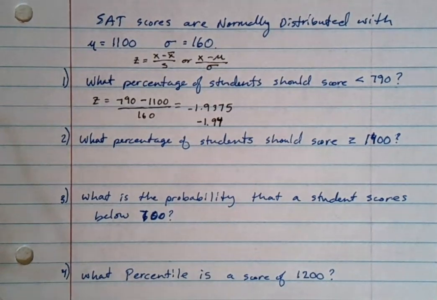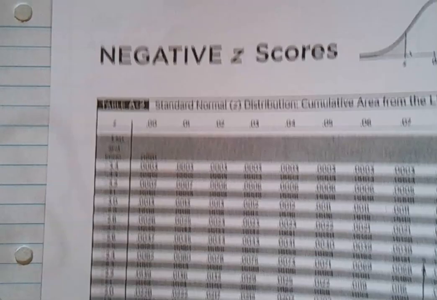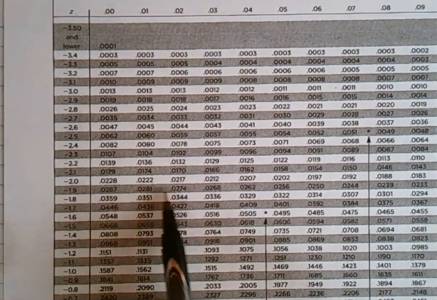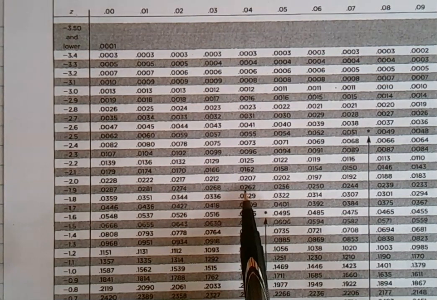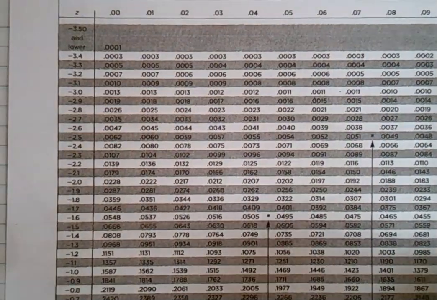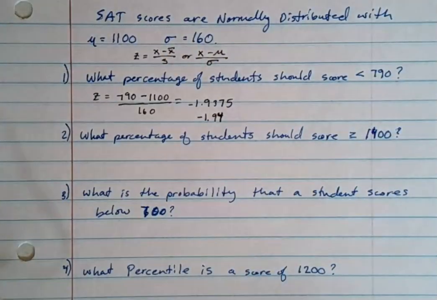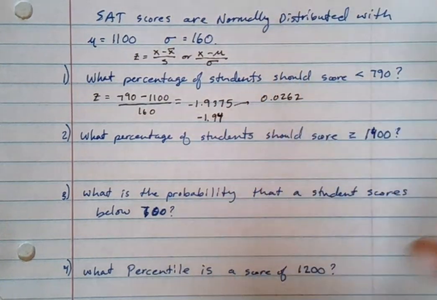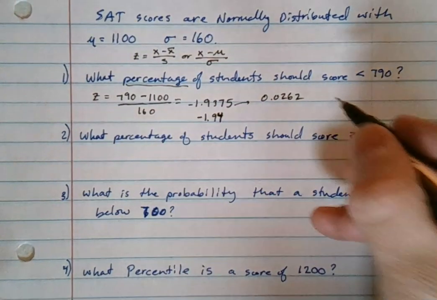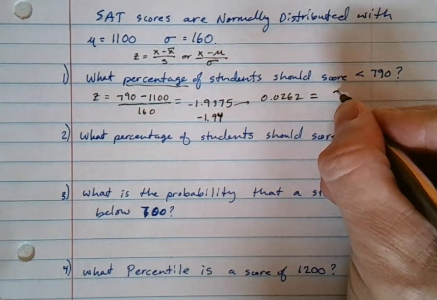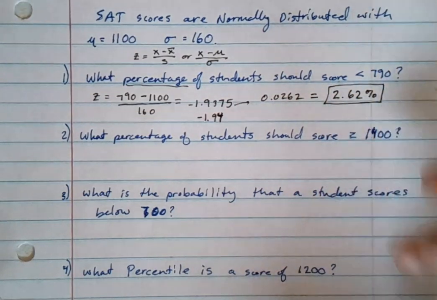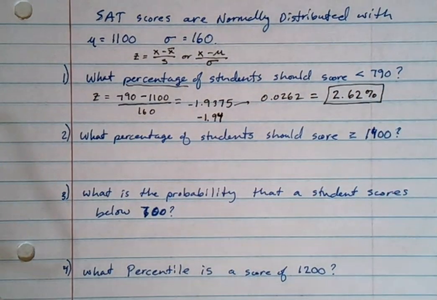Okay? Then I'm going to go to my table, find my negative z-scores, and I'm looking for negative 1.9. I'm going to read over to the 4 column here, and I get 0.0262. Okay? So that gives me an area of 0.0262. Now they ask me for a percentage, so that is going to equal 2.62%. That area under the curve is a decimal. We're going to convert it to a percentage.